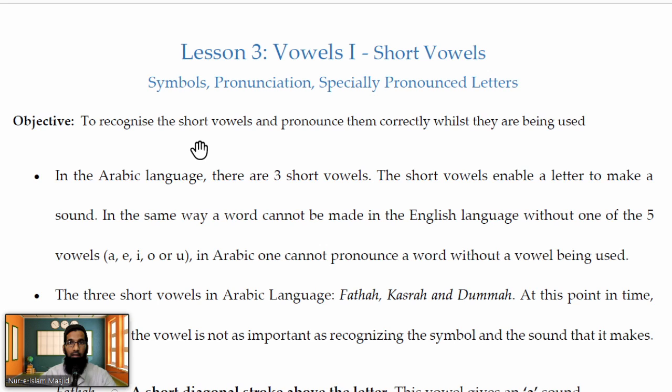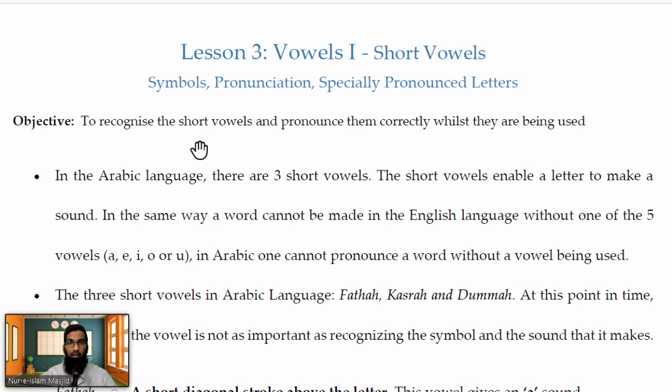So how many vowels do we have? There's 3. It says here, the 3 short vowels in the Arabic language: fatha, kasra, and dhamma. So there's 3: fatha, kasra, and dhamma. At this point in time, the names of the vowels are not as important as recognizing the symbol and the sound that it makes. So it's very important to know the sound that these 3 are going to make.